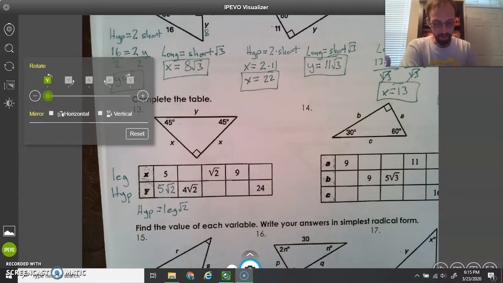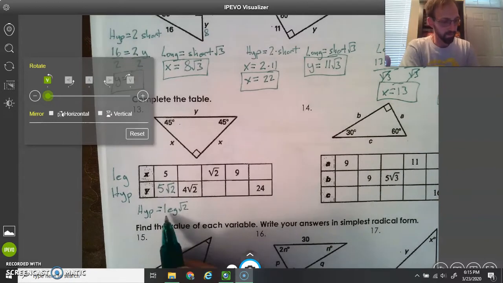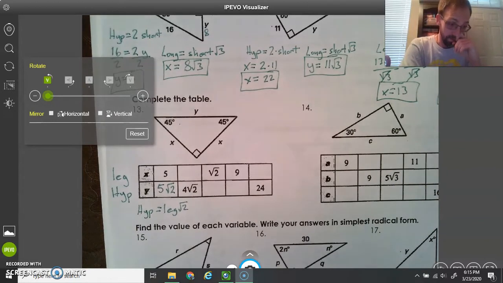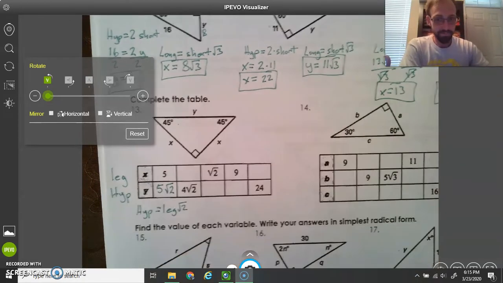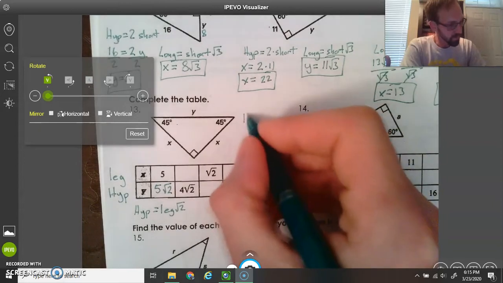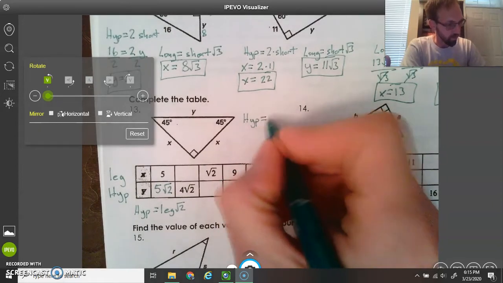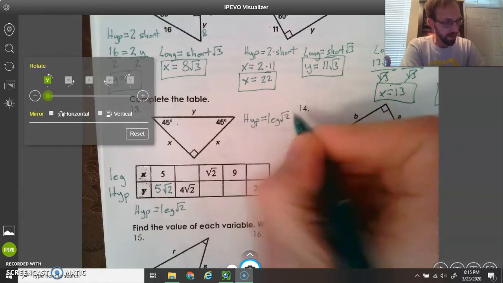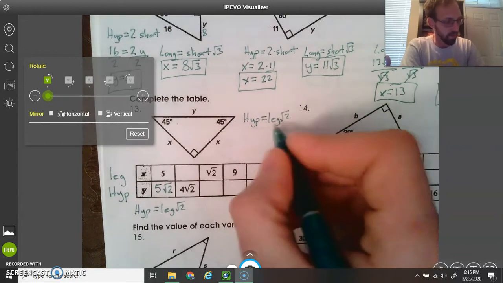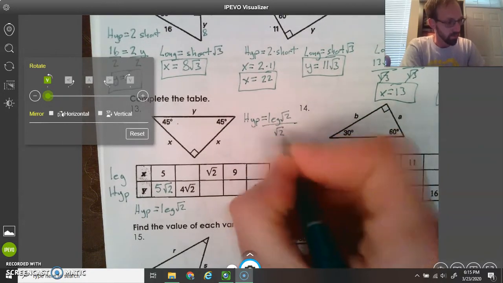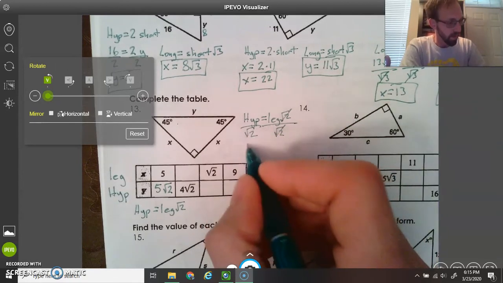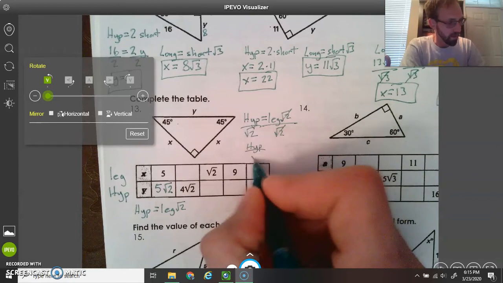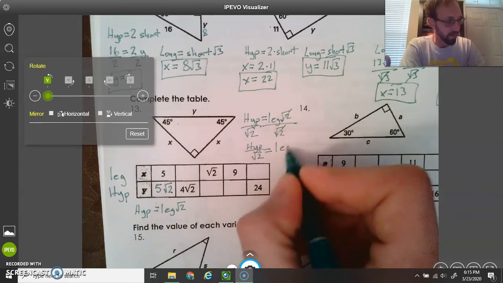Similarly, if we want to find what the leg is, and we know the hypotenuse, then we're going to divide by square root of 2. So if I'm solving for leg, that means I'm trying to get leg by itself. Divide by square root of 2 on both sides. So that means hypotenuse divided by square root of 2 is going to be the length of the leg.